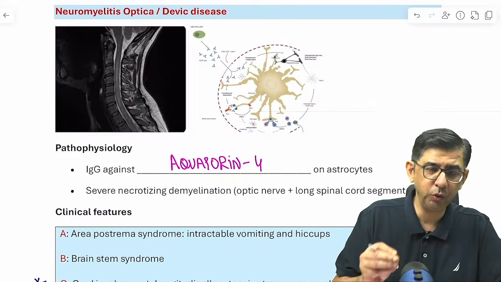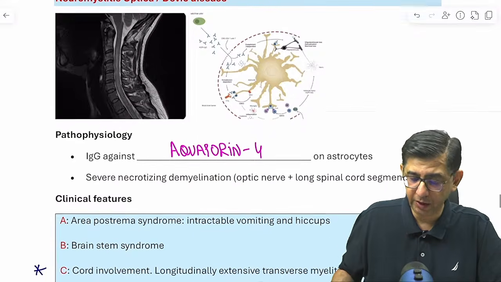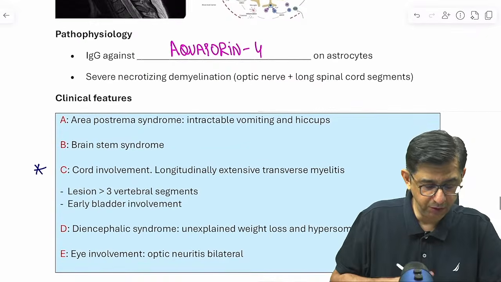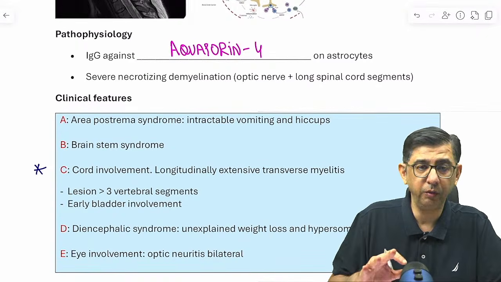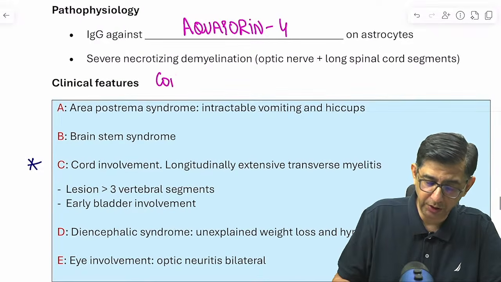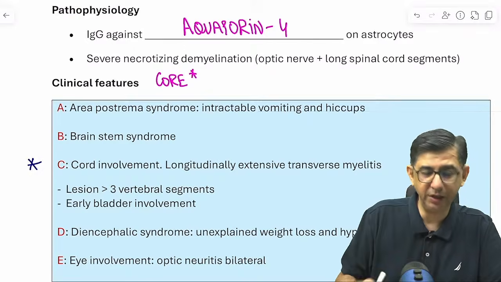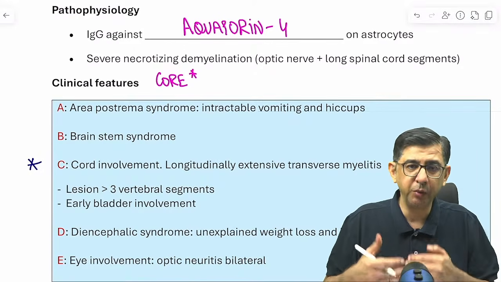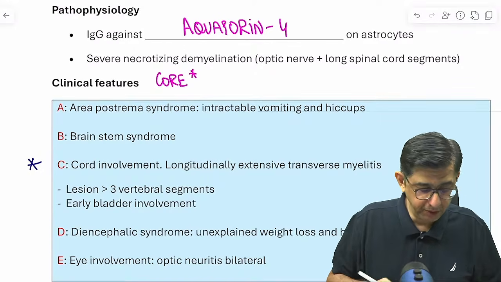Just hear me out for 2-3 minutes more and we are just going to do it. That is LETM, longitudinally extensive transverse myelitis. Now, in the diagnostic criteria, the core clinical features is what he said, and this was an INI-CET question where they made you select multiple options. So you only have to prepare A, B, C, D.